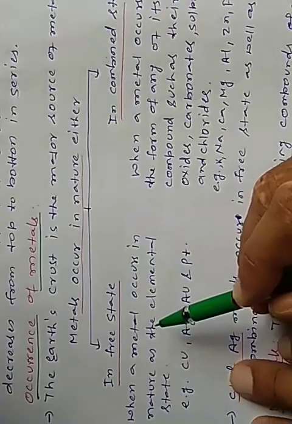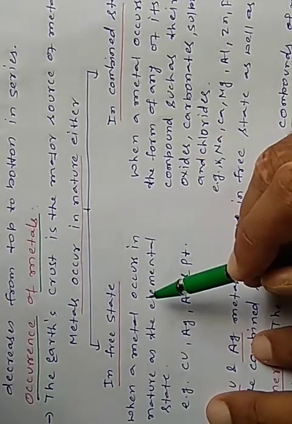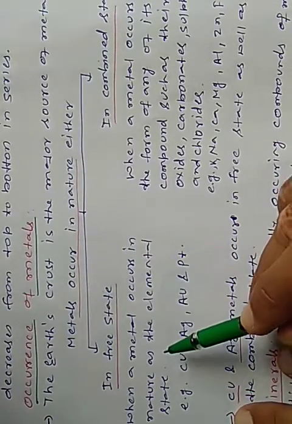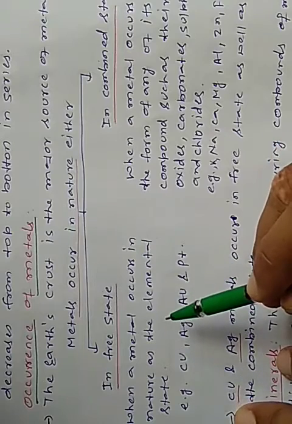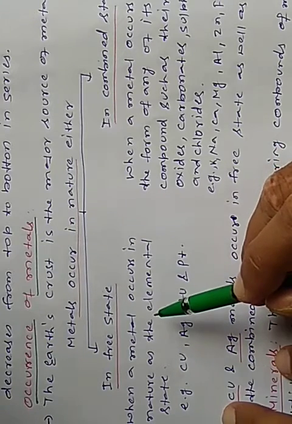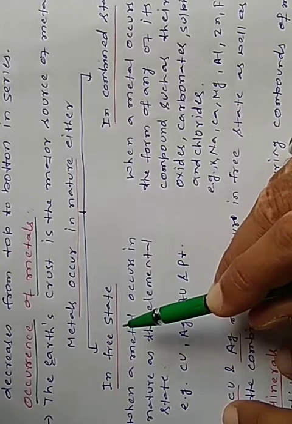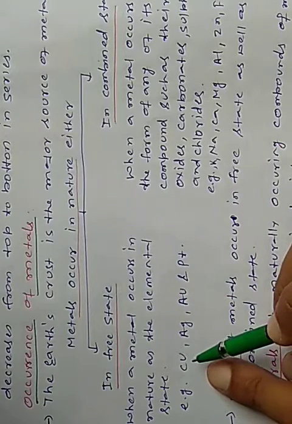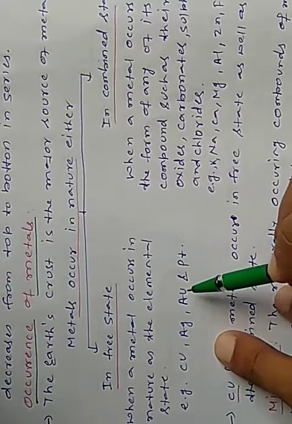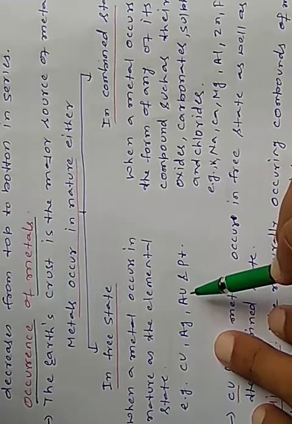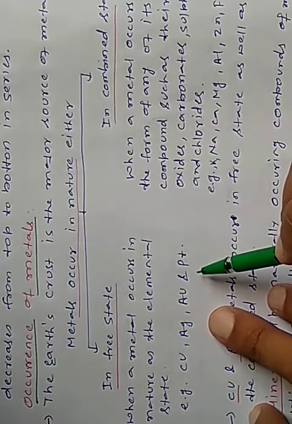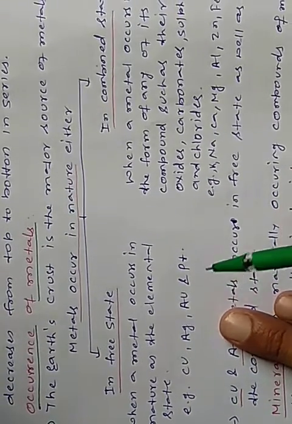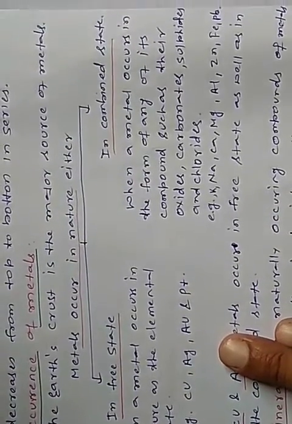Some less reactive metals are generally present on the earth in the free state. When a metal occurs in nature in the elemental state, that metal is present in the free state. For example, copper, silver, gold and platinum. Gold and platinum generally occur in the elemental state in the earth crust. So these metals generally occur in the free state.